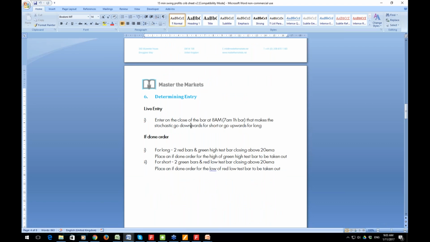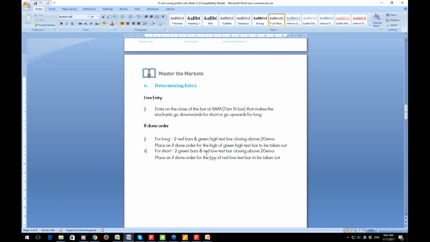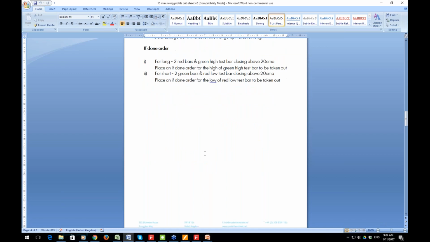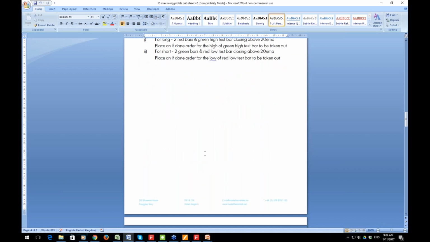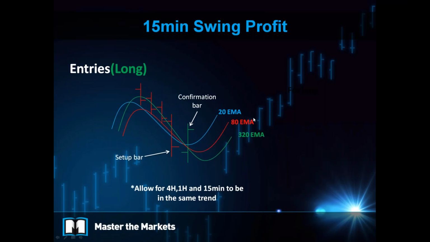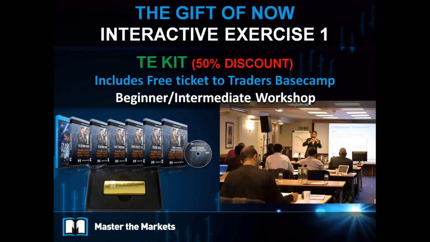Determining entry. We've got a live entry: entering on the close of the bar at 8 a.m. if you get all the setup right. If-done orders, then I've also put an if-done order for the high of the green test bar. Alright, that would cover all the entry rules. Okay, great. If there are no questions based on that, then we move on.